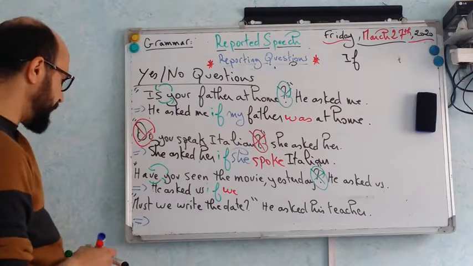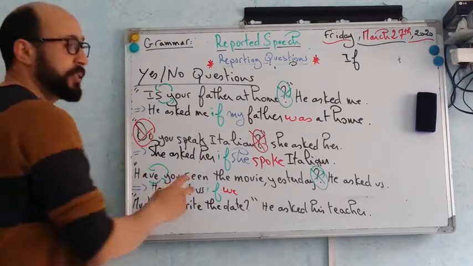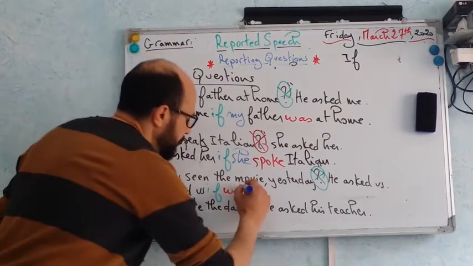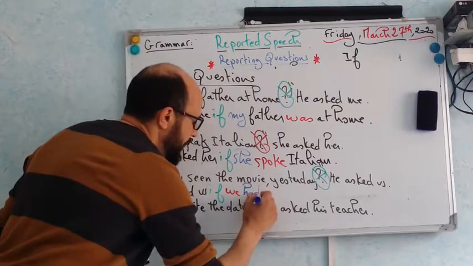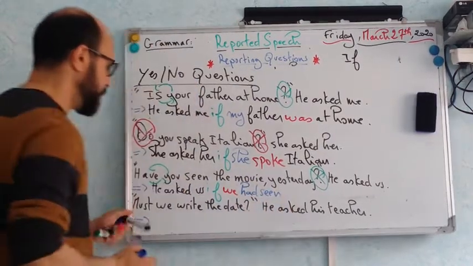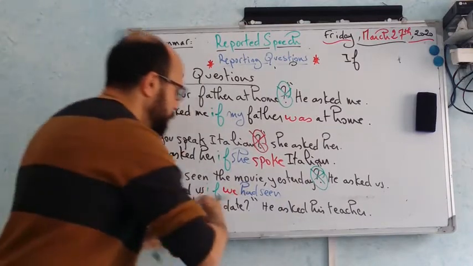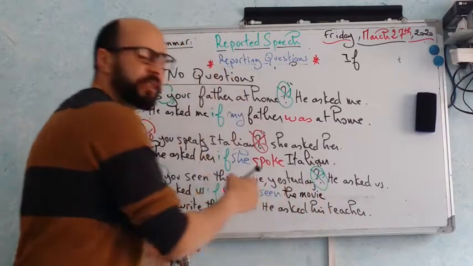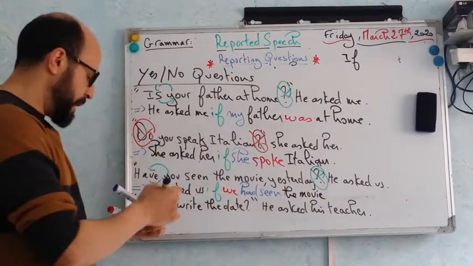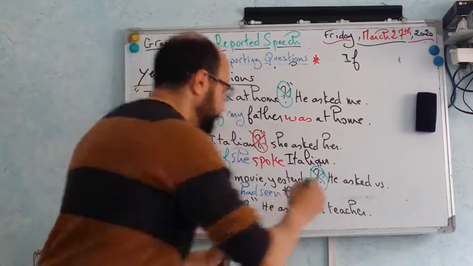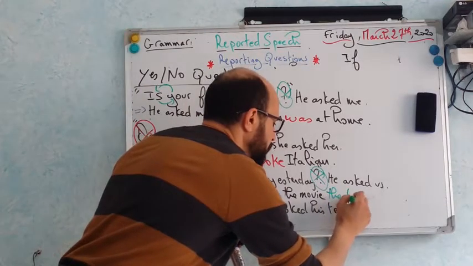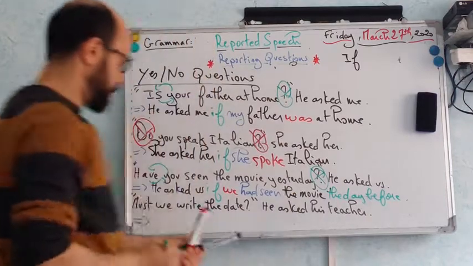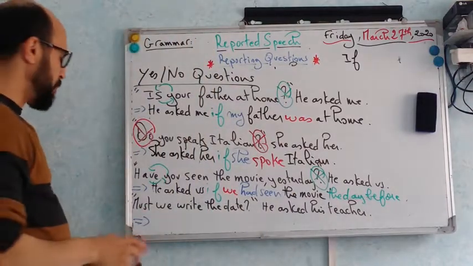So he asks us if we have seen. This is present perfect. It becomes past perfect. If we had seen, good, the movie yesterday, good, the day before, very good. Excellent. Or the previous day, both are correct.